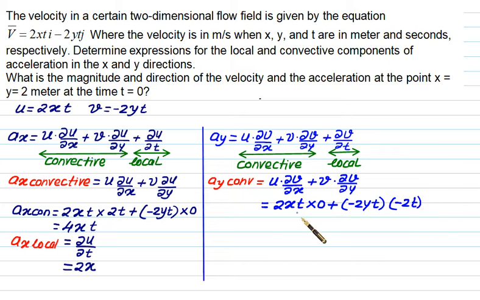So the first term will be equal to 0, minus times minus becomes plus, and we have 4yt squared. The local acceleration along the y direction is given by ∂v/∂t. So the derivative of v with respect to t will be equal to −2y.